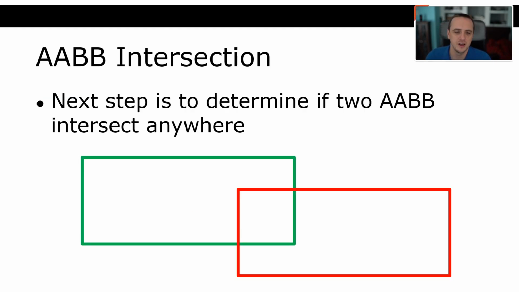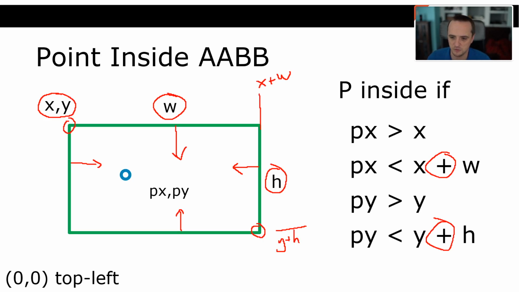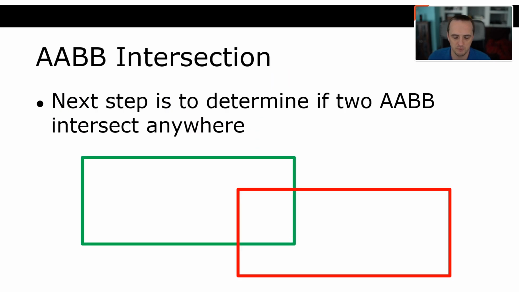Okay. So now let's talk about how we do the intersections of bounding boxes themselves. The next step is to determine if two axis-aligned bounding boxes intersect anywhere. Right here, we have two axis-aligned bounding boxes that intersect. And we looked back here at how we can tell if a point is within a bounding box, right?